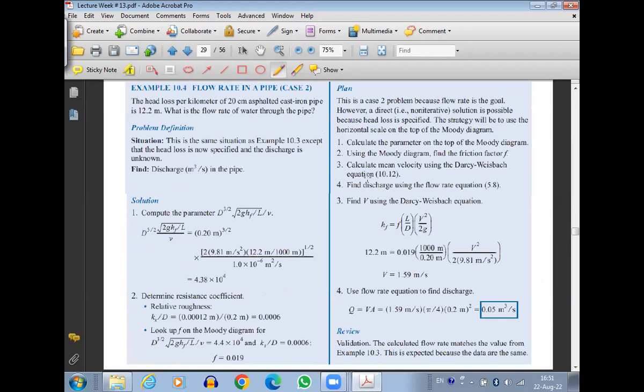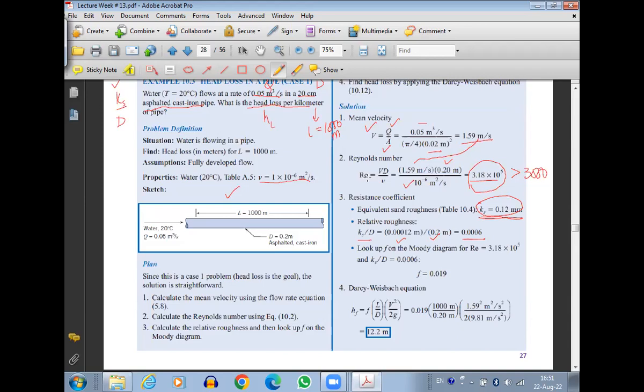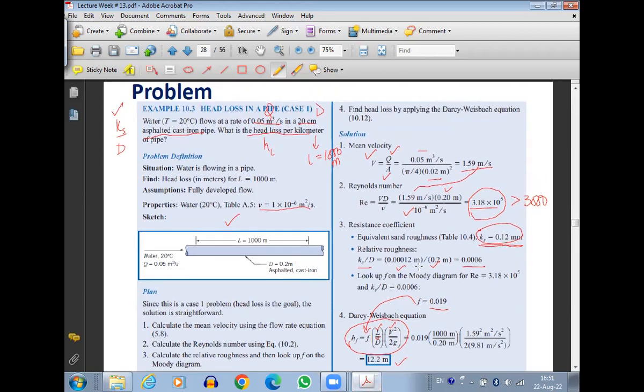So here in this problem, the friction factor comes out to be 0.019. Now this is the Darcy-Weisbach equation. In this equation, we are going to use the value of the friction factor. Length is known, diameter is known, velocity is known. Substitute all the values and you're going to find out how much is the head loss. The head loss comes out to be 12.2 meter. So this is how we have solved for the case of turbulent flow. For the case of turbulent flow, you need the Moody chart because you need to find the friction factor.